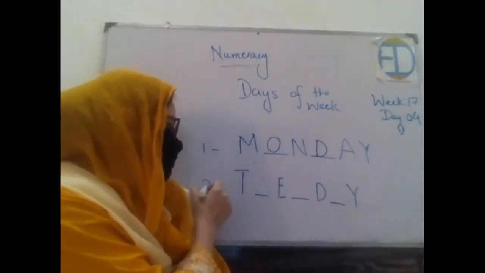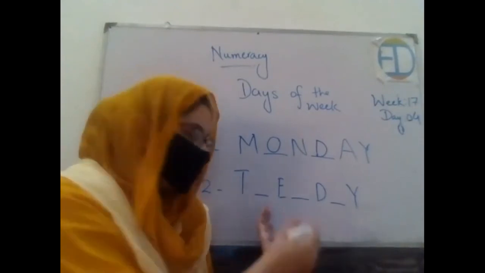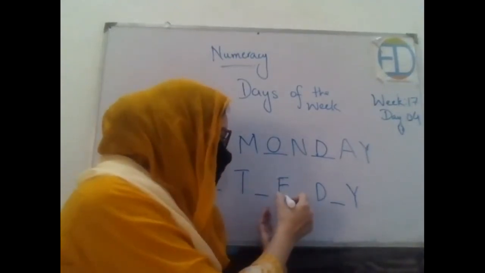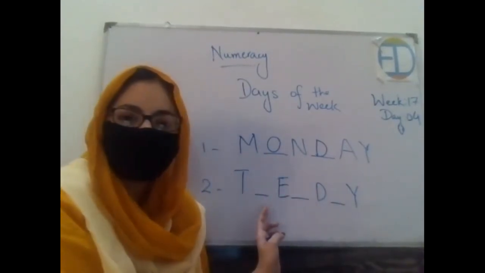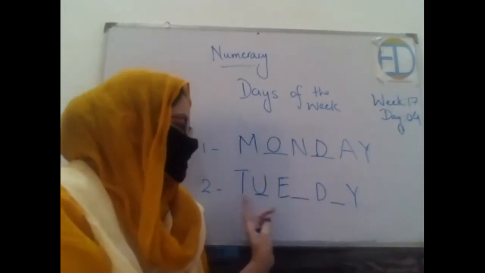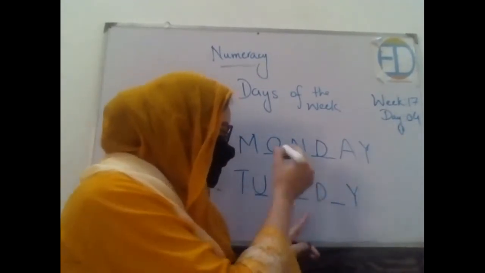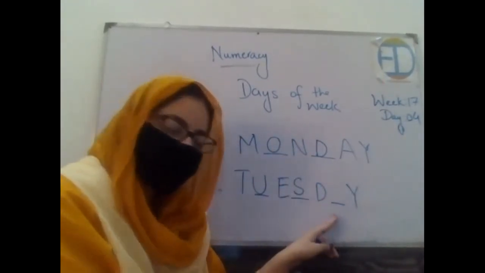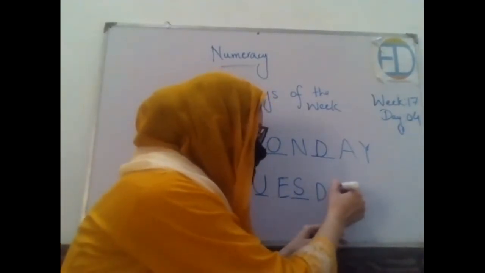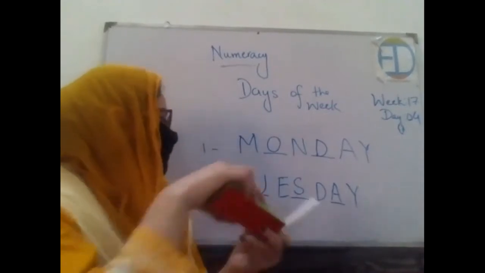Yes. Can you tell me the name of this day? What is this? It's Tuesday. Wonderful. So what comes in the first blank? It's U. What comes in the next? Tues. Excellent. Day. So this is Tuesday. Okay, let's do one more.